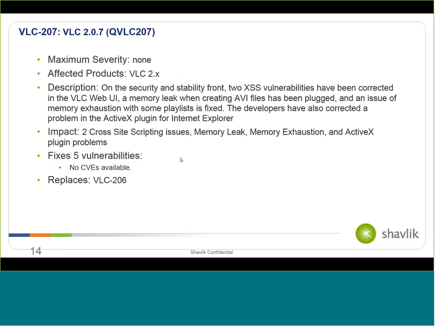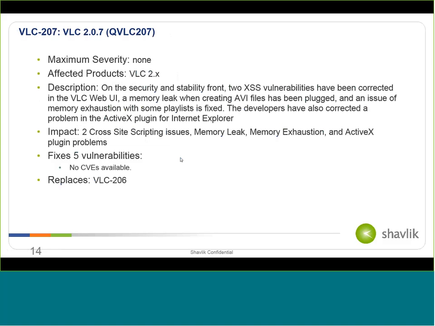On the security and stability front, there are some security vulnerabilities plugged here, but the vendor did not supply a severity on the patch. So in this case, there were 2 cross-site scripting issues, a memory leak, memory exhaustion, and an ActiveX plugin problem that were resolved by this update.